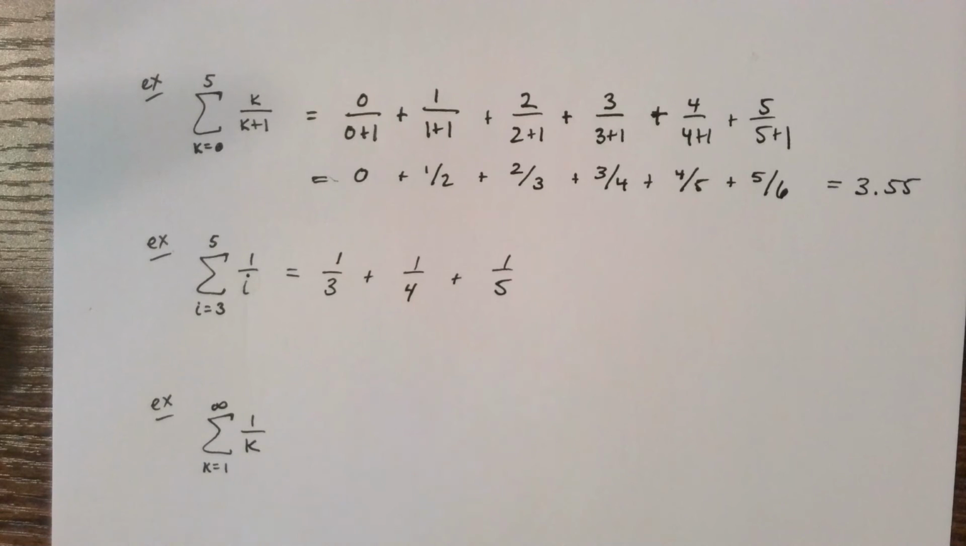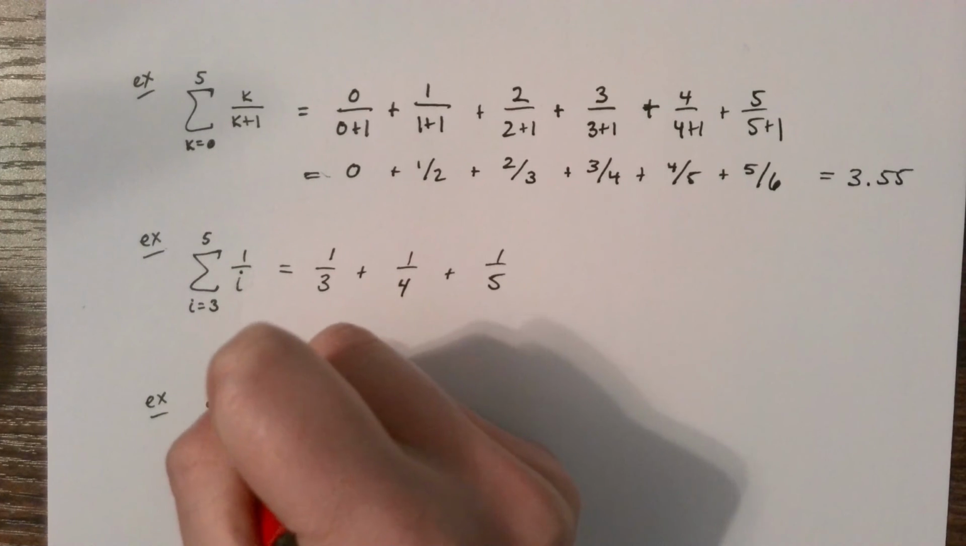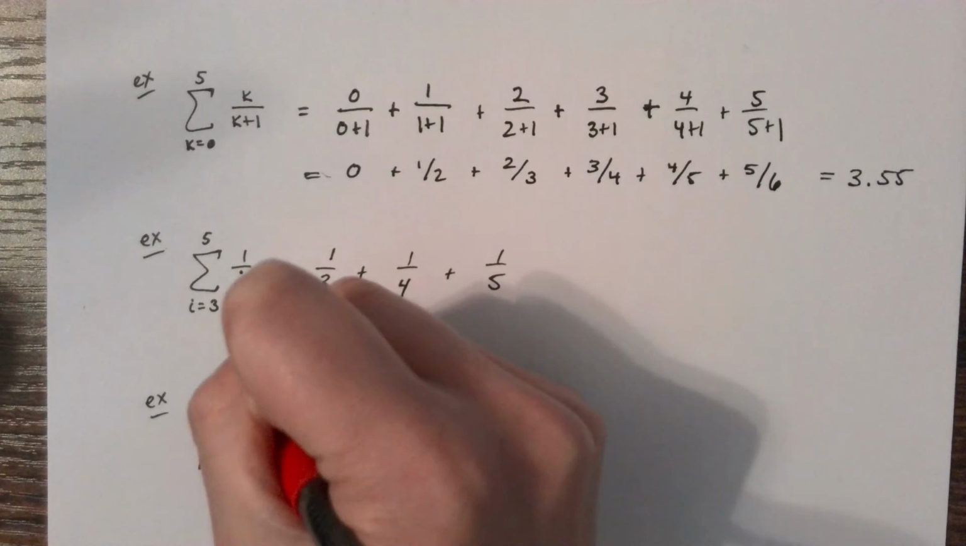Okay, so my very last example here is very, very similar to the one before it. 1 over I and 1 over K are going to be producing the same formula, just with a different letter. So what's really weird here, my starting value is different, it's 1 instead of 3. But here, we have an infinity as the top number. What that is indicating is not so much that you're going to stop at infinity, because that's not really possible, because infinity is not a number, but it's really saying keep adding forever.